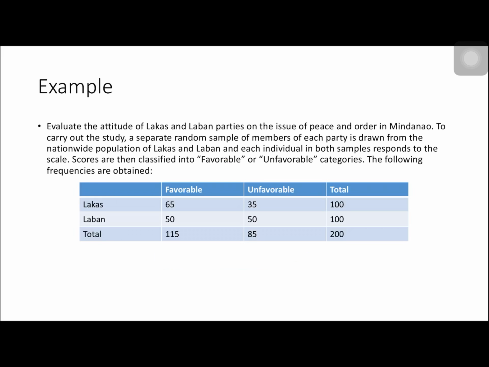So we have therefore Lakas, we have 65 for favorable and 35 for unfavorable for a total of 100. For Laban, we have 50 for favorable and 50 for unfavorable, which gives us 100 for the total. For our favorable, the total is 115, and for the unfavorable, we have 85. So in here, in our table, this is your A, B, C, D, and then your K, L, M, N, and then this is your capital letter N. Okay? So, we may proceed with the computation.